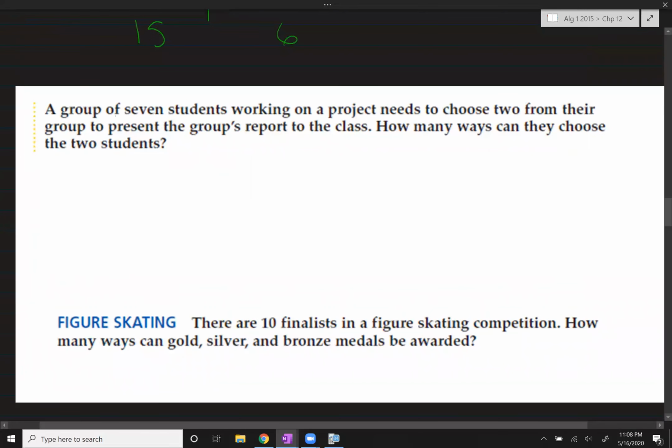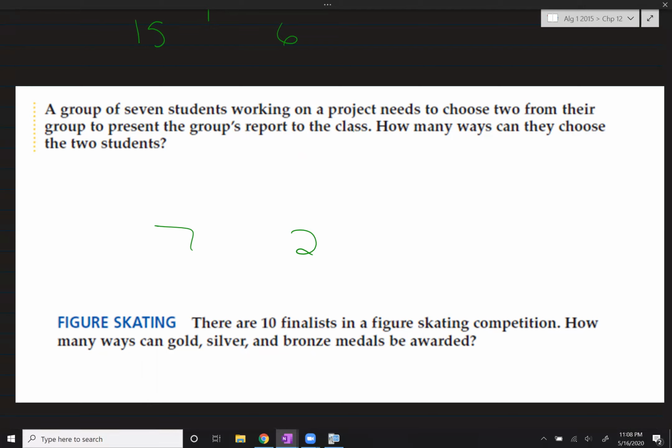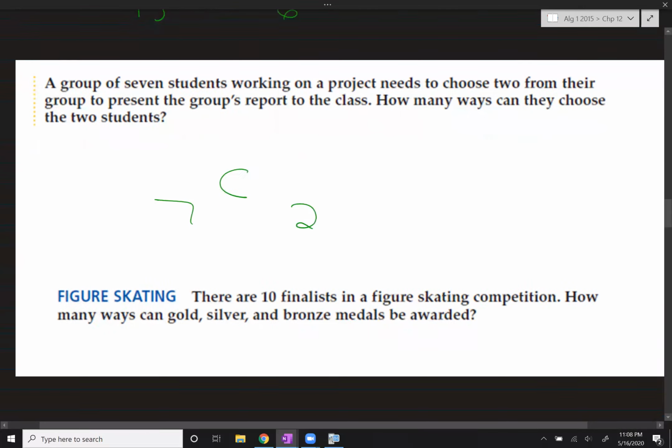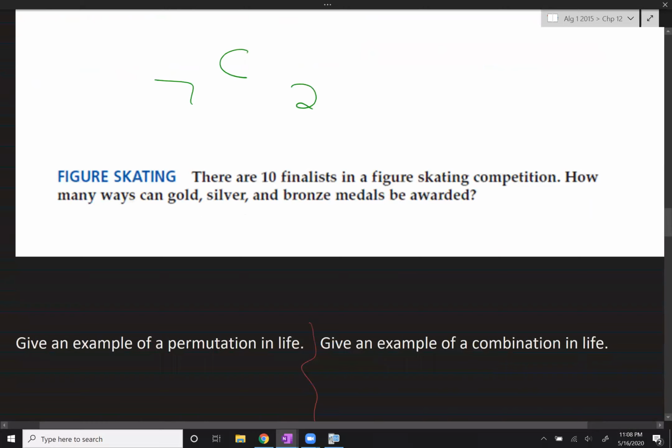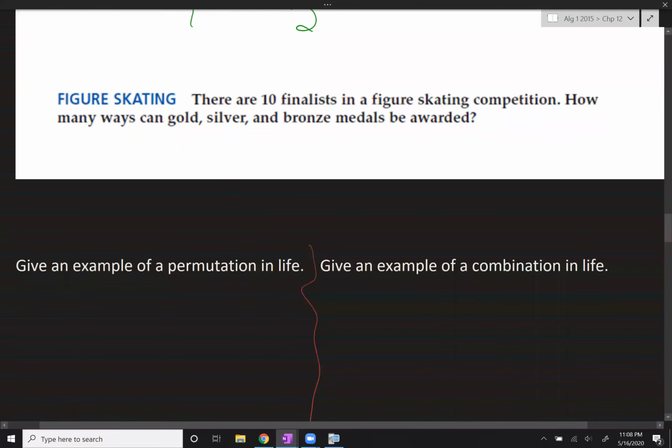All right. A group of 7 students working on a project needs to choose 2. So 7, and they're going to choose 2 to present the group's report to the class. How many ways can they choose the 2 students? Are they picking the first place person and second place person? No, they're just a group of students working on things, so it must be a combination. And our emphasis here is not about the number you get afterwards. You can always go back to the beginning of the video to find that.